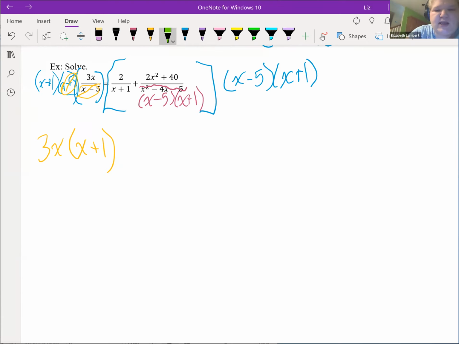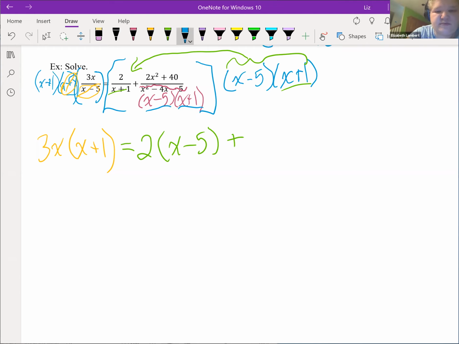All right. Now, x minus 5 times x plus 1, that all gets multiplied here, and the x plus 1 will cancel. So we have 2 times x minus 5 plus, everything is going to cancel here. So we just have the top left over, the 2x squared plus 40. Poof, fraction's gone.